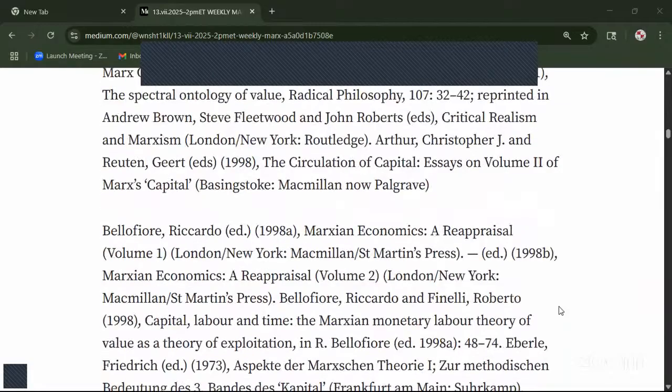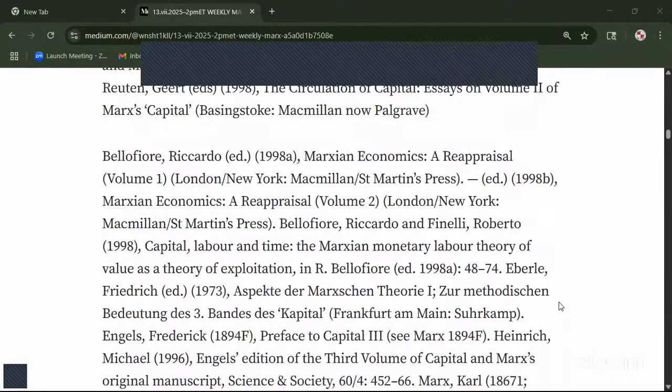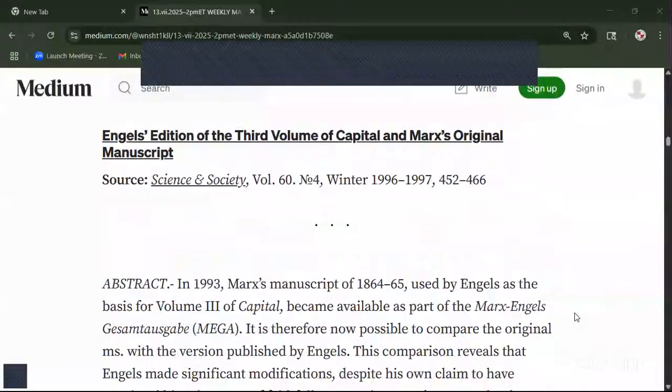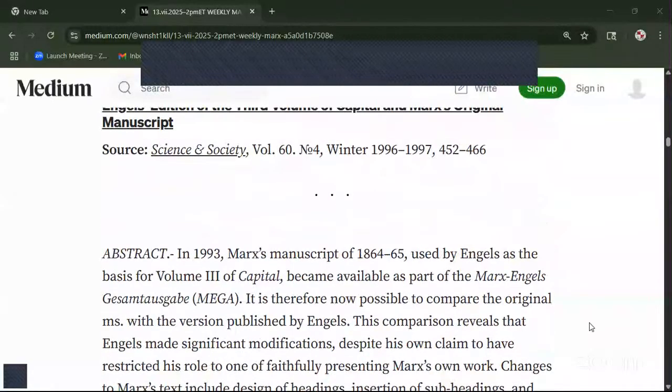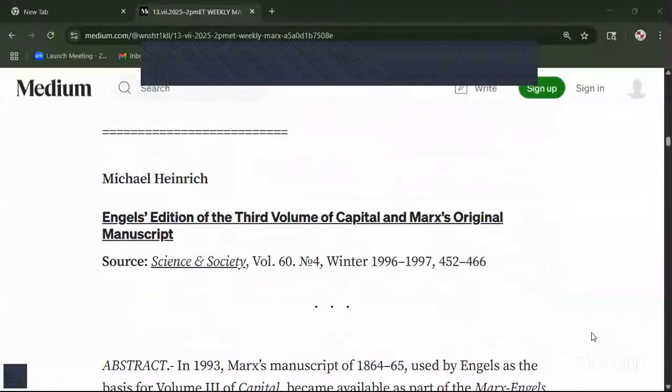And with bibliography. Now, what I've included here is a second example. It's an article that appears in the Marxist Internet Archive, and that is Michael Heinrich's article from 1996 to 1997, volume 60, number 4 in Science and Society. And that is Engels' edition of the third volume of Capital and Marx's original manuscript.